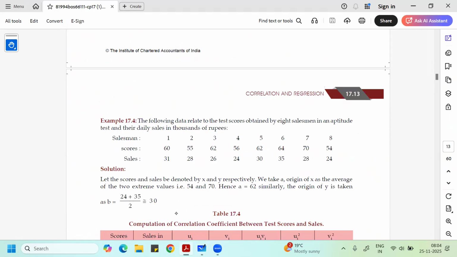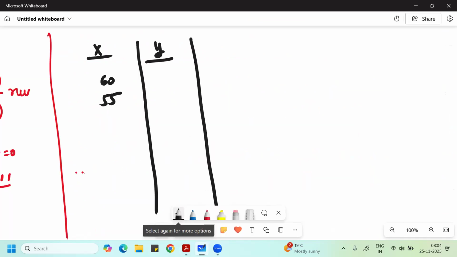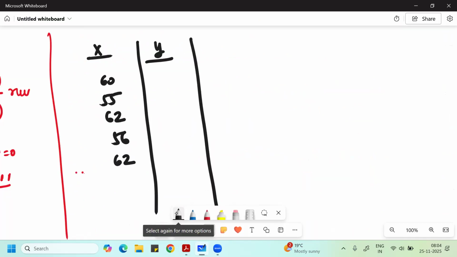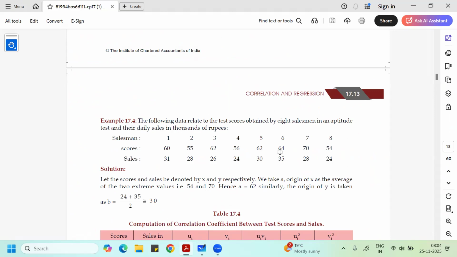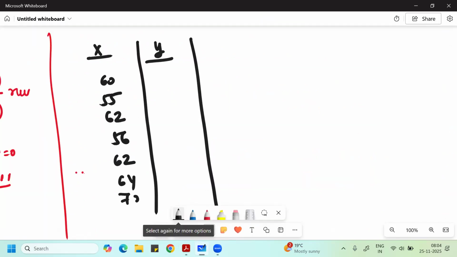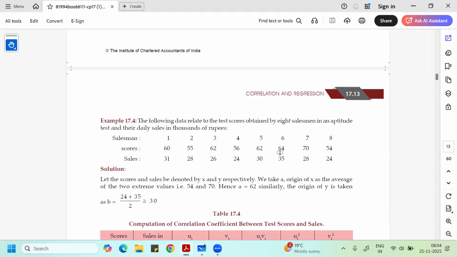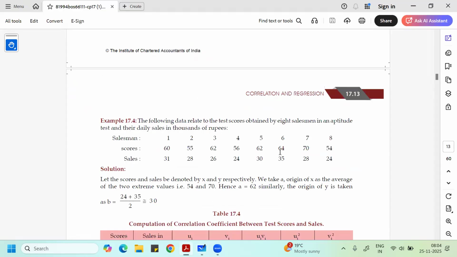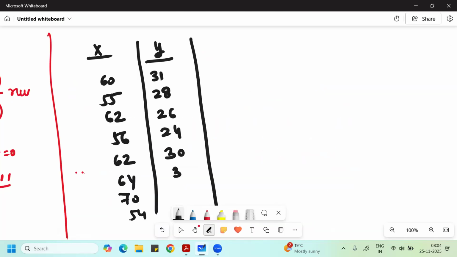This is your x and this is your y. Your x is 60, 55, 62, 56, 62, 64, 70, 54, and then y is 31, 28, 26, 24, 30, 35, 28, 24. So x and y values are given.